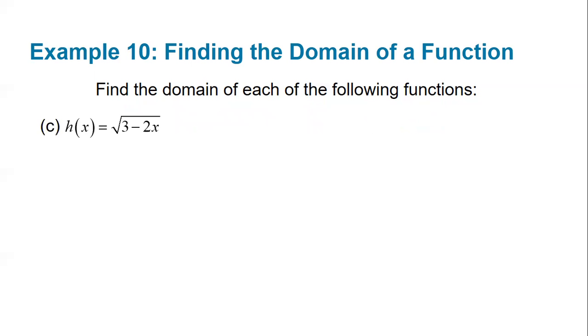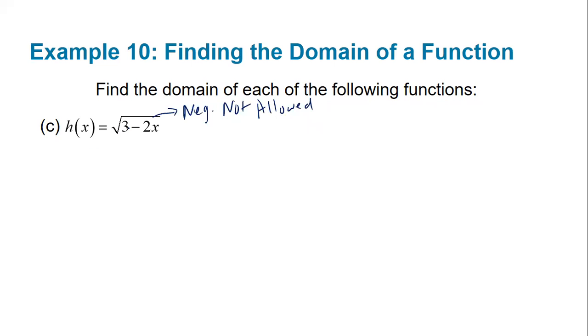All right, our last example, we have h of x equals the square root of 3 minus 2x. Is this all real numbers? Why is it not all real numbers? It's not a quadratic. What is it? A square root. Okay, this is a square root. And because it's a square root, you cannot have negatives underneath the square root, right? Negatives not allowed.